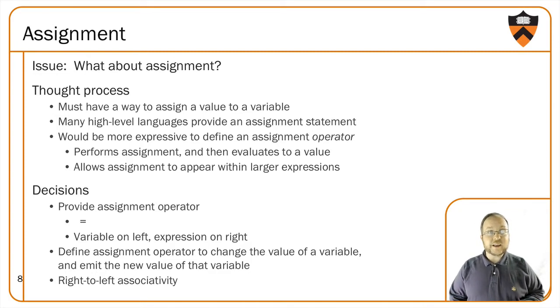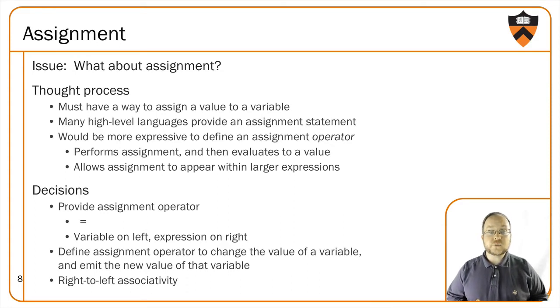For an operator, then, if it does emit a value, there are 2 obvious choices for what value it should emit. The previous value, this would allow us to swap in a single line with something like i gets j gets i. j gets i would set j and emit the old value of j, and then i would get that. And then the new value would allow us to do chained assignment, something like w gets x gets y gets z gets 1.